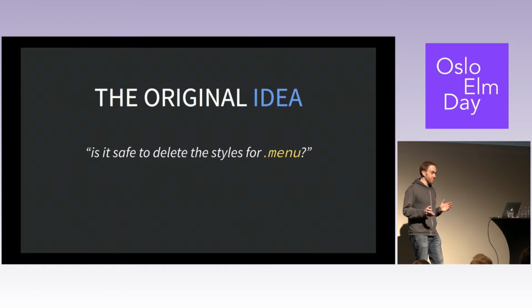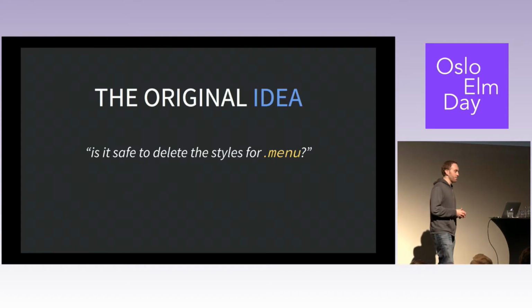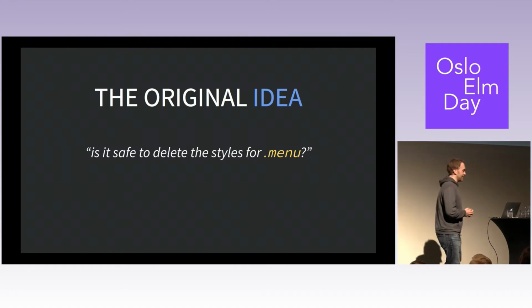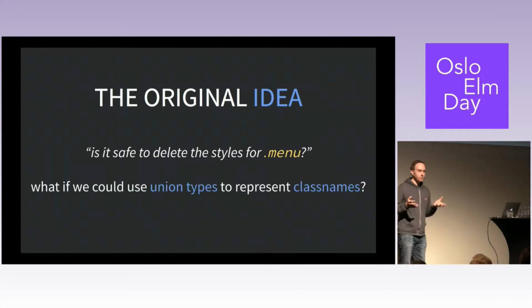It's even worse if it's something like button. If I have a class called button, I'm like, oh, how many search results do I have for button in all of my pages? How actually safe is it to delete this style? Probably not very. And so I was asking this question: is there some way I could do better? What if we could use union types to represent class names?